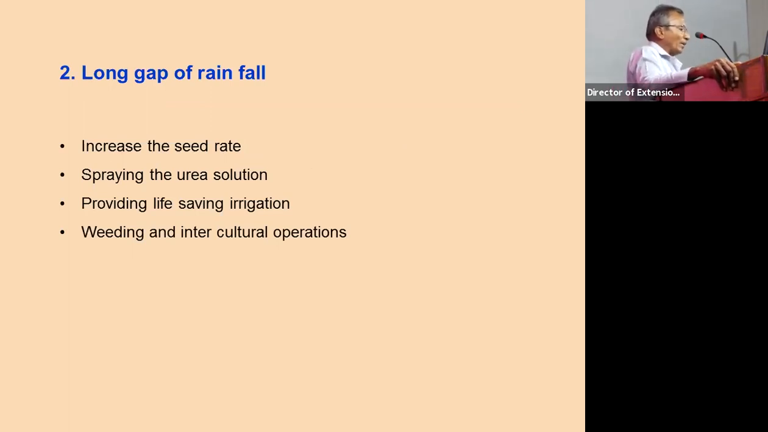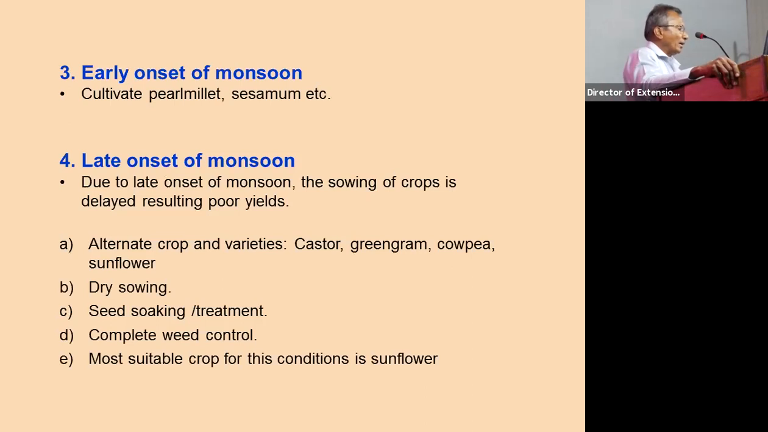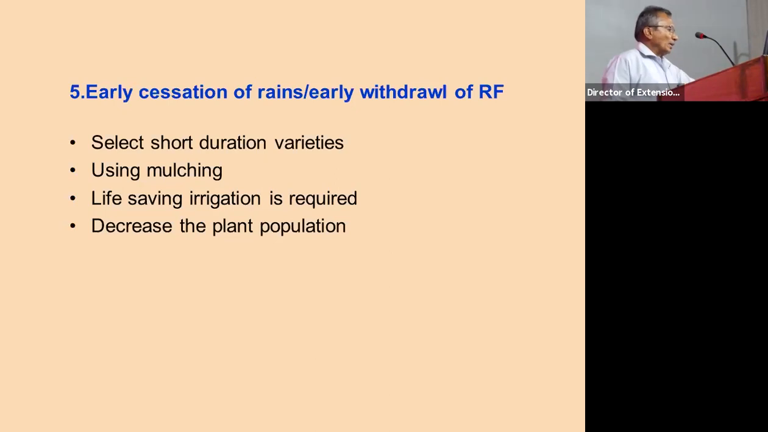For a long gap of rainfall, if there is any long gap between two rains, we can increase the seed rate so that we can reduce the loss, and spray urea solution, provide life-saving irrigations, and weeding and intercultural operations can also be done. Early onset of monsoon means cultivate pearl millet or sesame. Late onset of monsoon means you can go with alternate crop varieties, castor, green gram, or cowpea, or sunflower, dry sowing, or seed soaking with seed hardening technique, or complete weed control. The most suitable crop for late onset monsoon is sunflower. So early season cessation means there is a terminal drought we face sometimes.